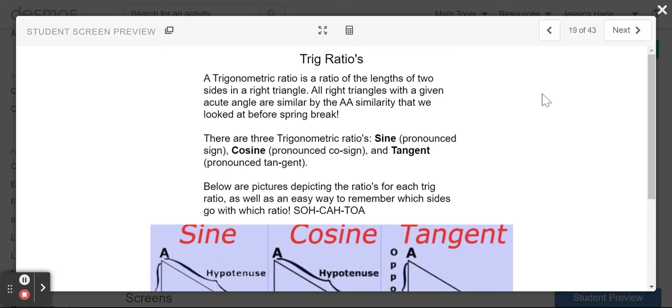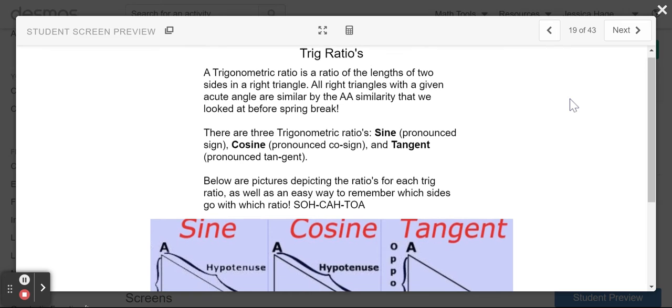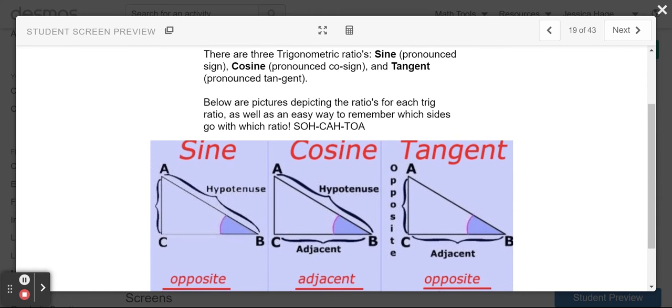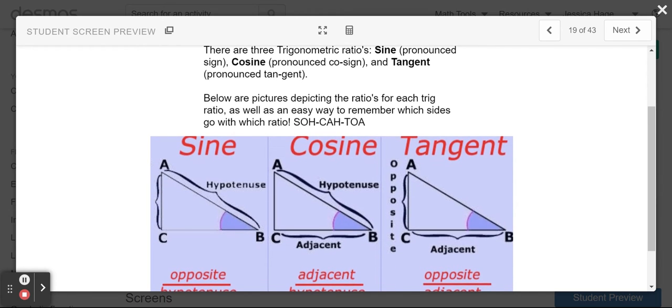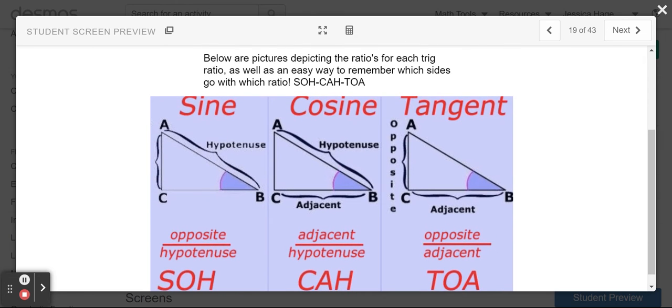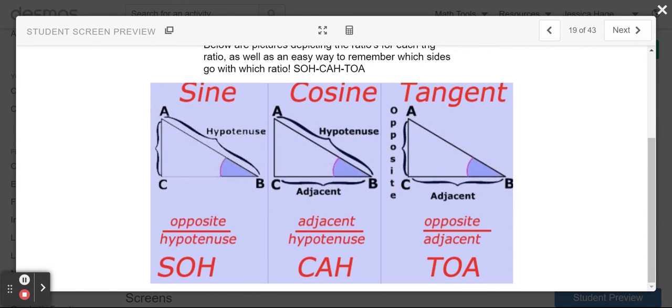So we have our ratios. It's not always opposite and hypotenuse, but it is always going to be the lengths of two sides. We know we have similar triangles because of angle similarity that we did before spring break. So we have sine, cosine, and tangent, and they're all different in a little way. You have pictures below. You'll also have a reference sheet on your state test that is going to have the ratios spelled out for you. Sometimes you'll hear it called SOHCAHTOA.